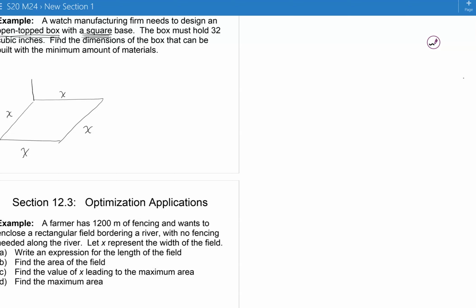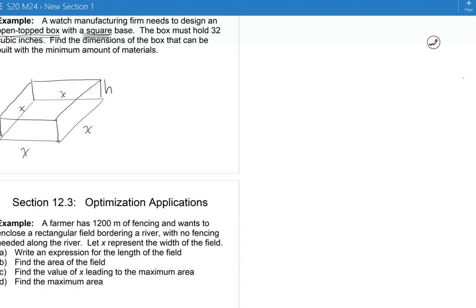Then I'm going to draw the height of the box. And I don't really know exactly what the box looks like, but it doesn't really matter as long as I label things and I'm consistent. So I'm going to call h the height of the box.